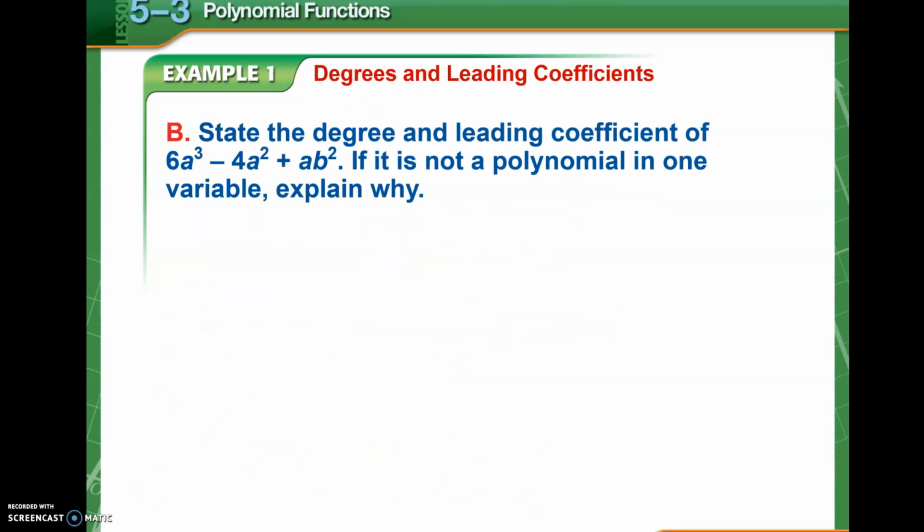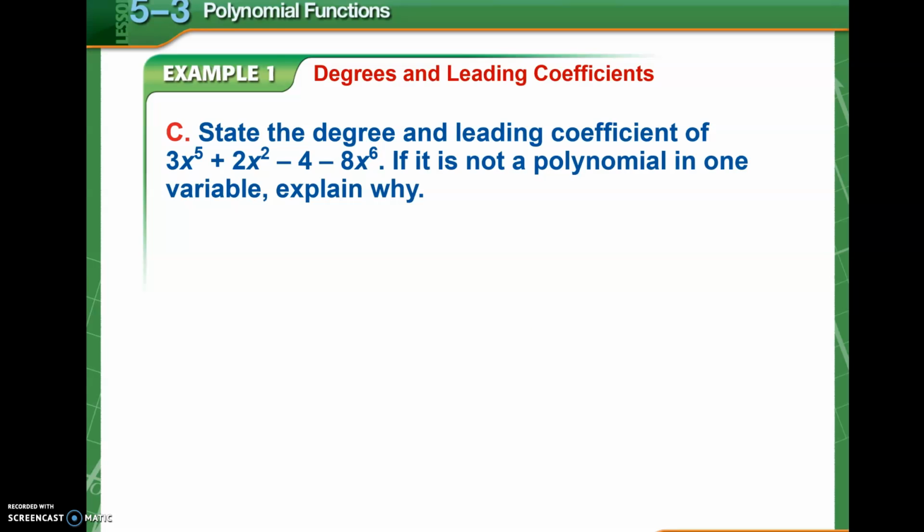Here, this one, notice, is not a polynomial in one variable. So it's not going to have standard form or anything like that. The degree of this term is actually 3, because you would add those. And because I have 2 terms that have the same degree, there's not really a leading coefficient. So we are only looking at polynomials in one variable.